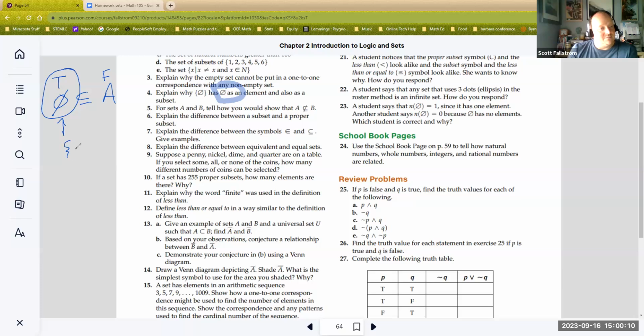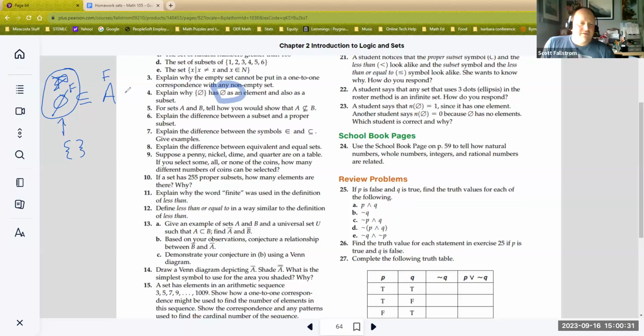Because when I write the empty set out, there's nothing in it, which means you'll never get the true-false result that you need to make this statement false. As a matter of fact, there is nothing in the empty set. So you always fail the condition, which means the statement is always true. So that's why it's always a subset.